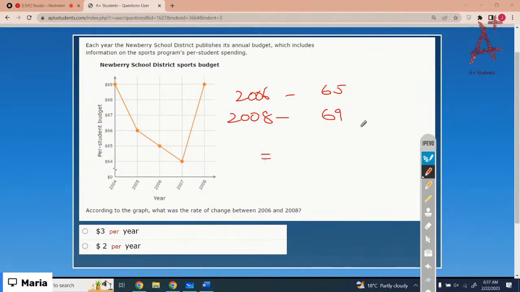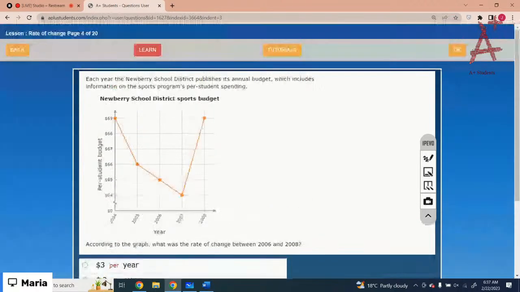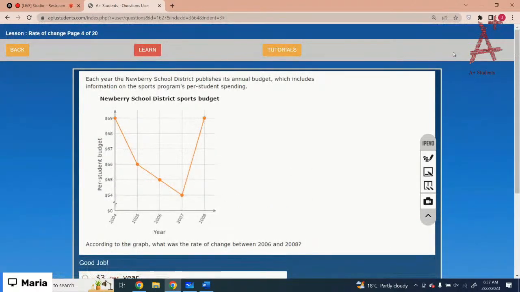So you have to calculate the rate of change. Always subtract the previous one from the latest one. Got it? 69 minus 65 is 4 and 8 minus 6 is 2. So 4 over 2 is 2. So that would be just $2 per year. Got it? So the correct option is $2 per year. Basically, the change means slope. You have to calculate the slope. Got it? The slope is always change in y over change in x.